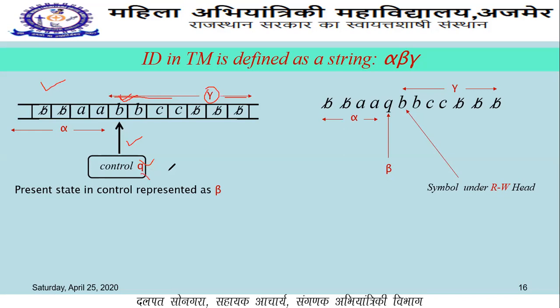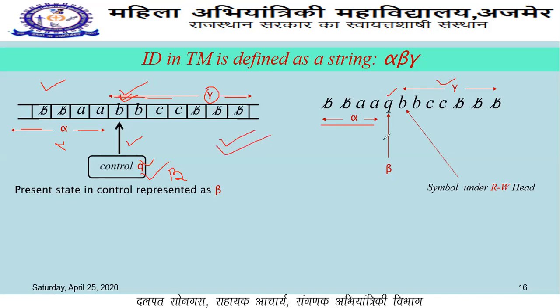is represented as beta string. Okay, and the left string from this current symbol b is known as alpha string. Okay, I hope this is clear. So we can write this alpha, beta and gamma in a sequence where this is alpha, this is beta and this is gamma according to this snapshot of Turing machine.